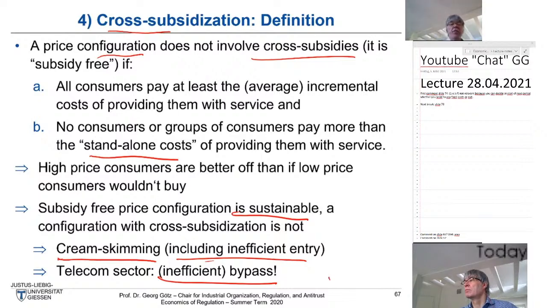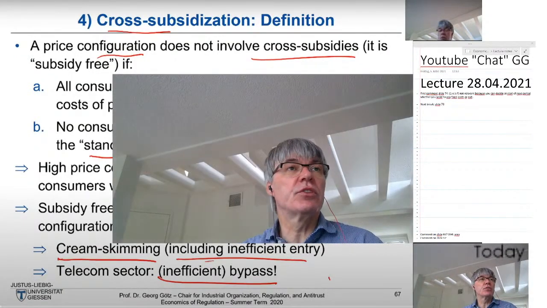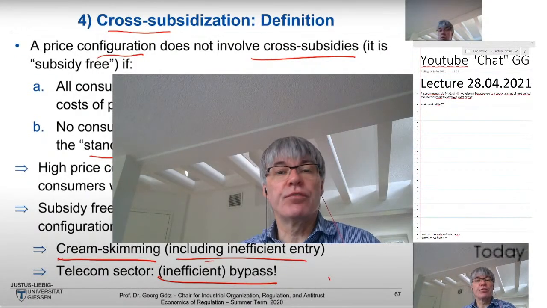And finally, this is the point mentioned up here. High-price consumers who typically would also benefit from cross-subsidization cannot get the subsidies if the configuration is subsidy-free, but they still benefit from being part of that market because they don't have to cover the whole common cost. Okay, I hope this was clear with this remote farm on the Vogelsberg.